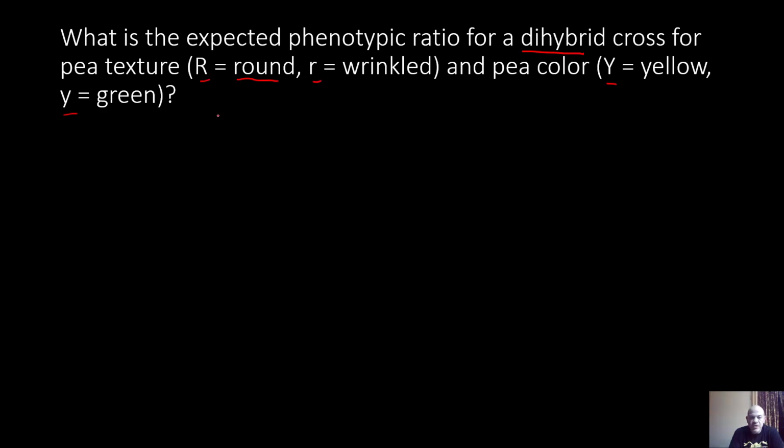So what would the cross look like? It's going to be basically big R, little r, big Y, little y. So there's your first hybrid, and we're crossing with another hybrid. Okay. So if you don't have 2 individuals that are hybrid, heterozygote for both, it's not a dihybrid cross, it would just be a 2-trait cross.